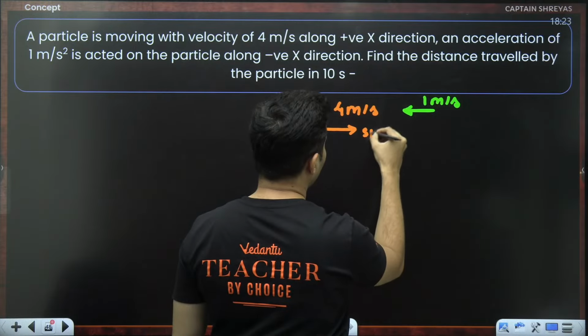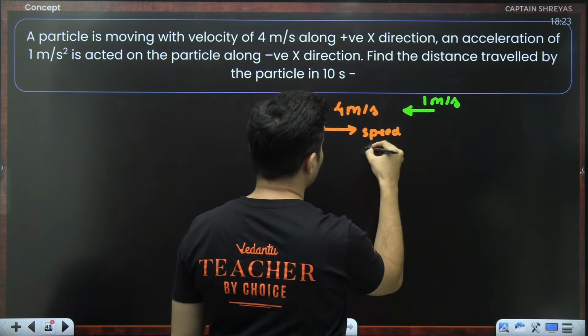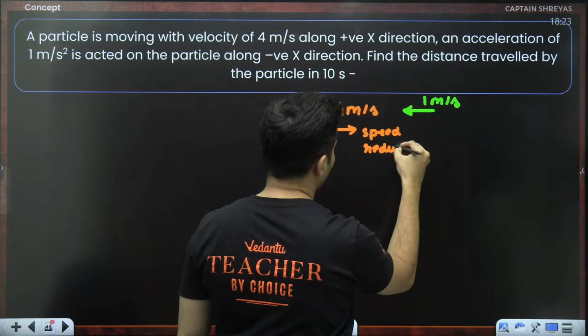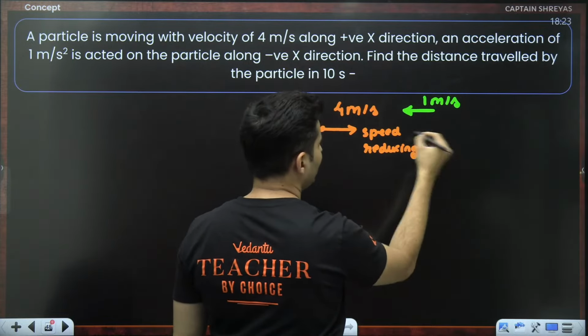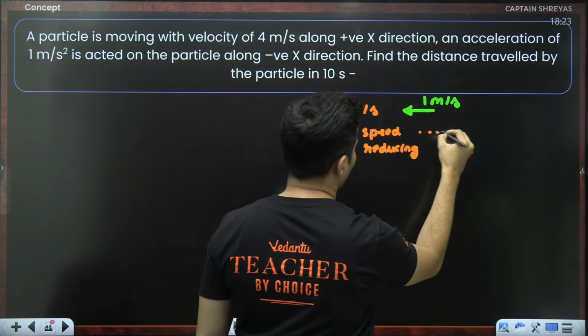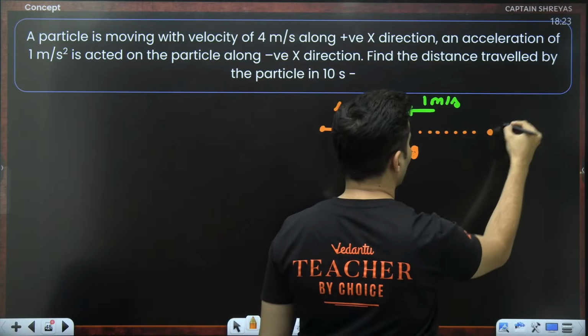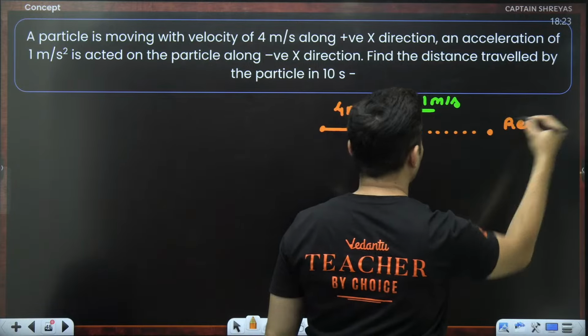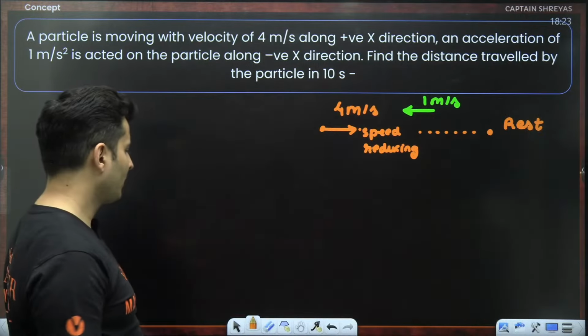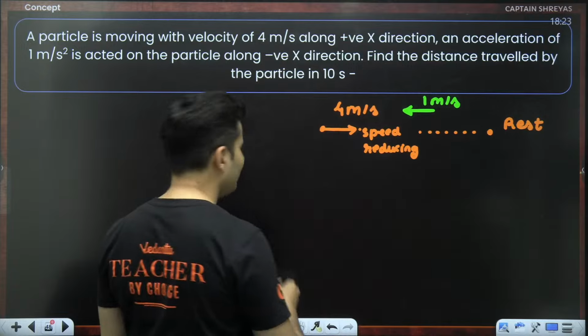So the speed is reducing. If speed is reducing, some time or the other, it will 100% become 0. It will come to rest. Can we find when it comes to rest? I think so. Let's use which equation?